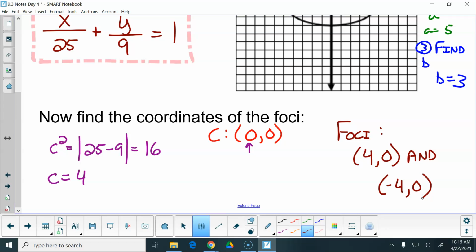Would you write this just plus or minus? Isn't it supposed to be square root? But it's the square root of 16. Oh, yeah.